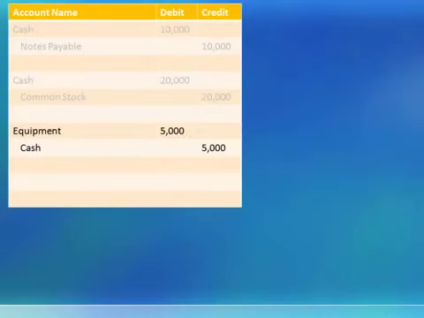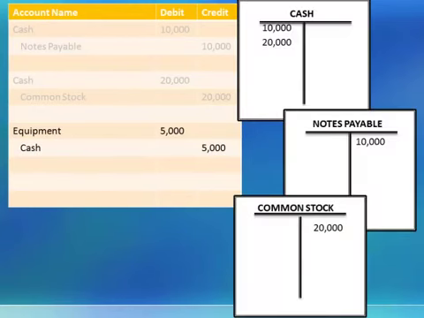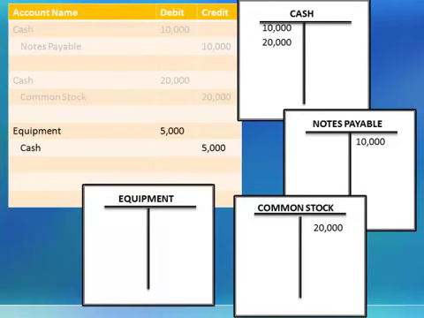Our next transaction is to record equipment for $5,000. We're paying cash for that equipment. We already have our cash, our notes payable, and our common stock account, so we need to add our equipment account. We have a debit to equipment, so the equipment ledger account will be debited for $5,000, and the cash ledger account will be credited for $5,000.